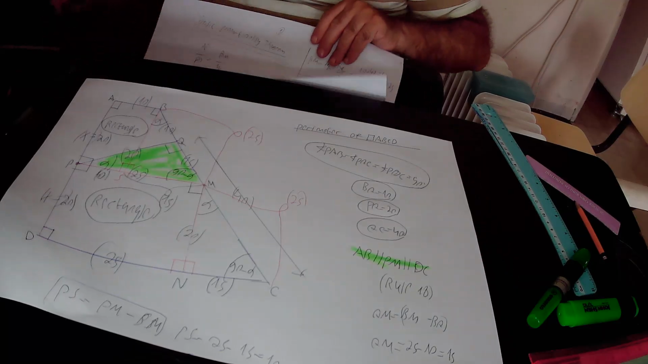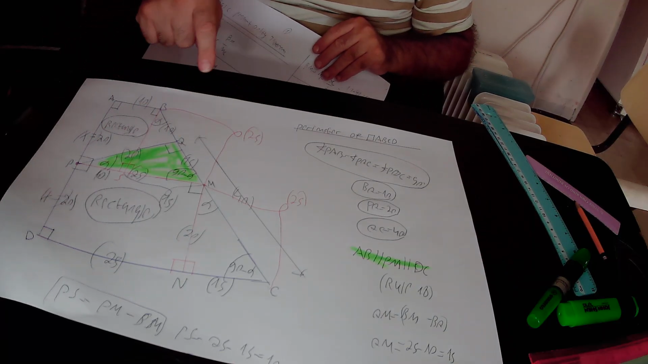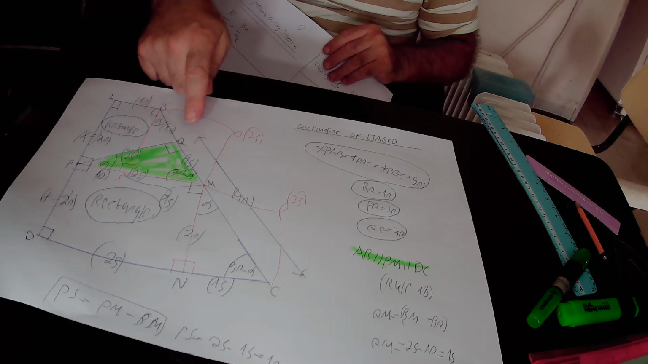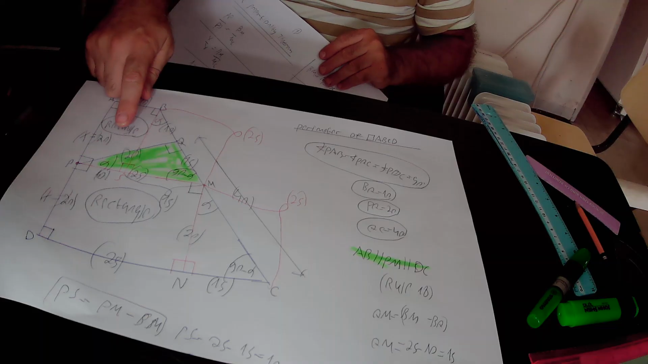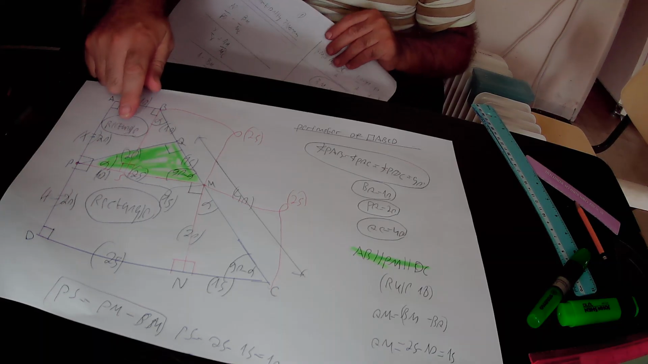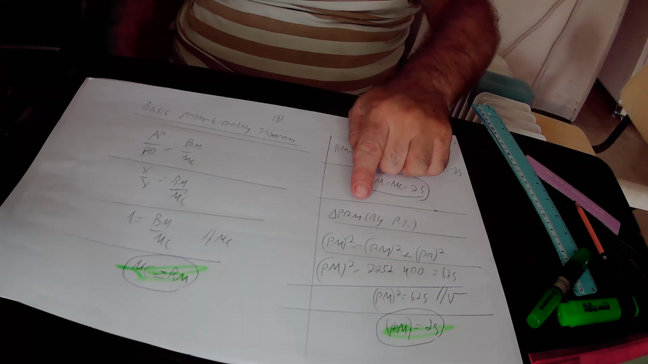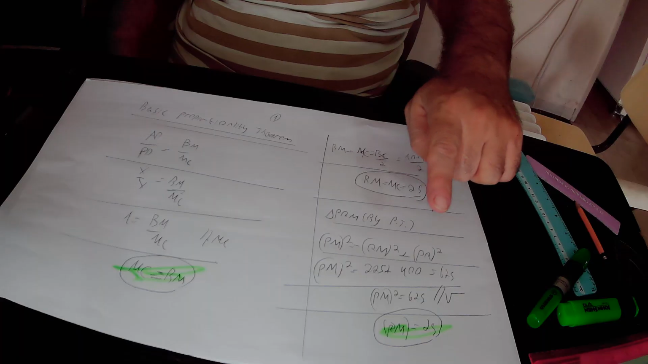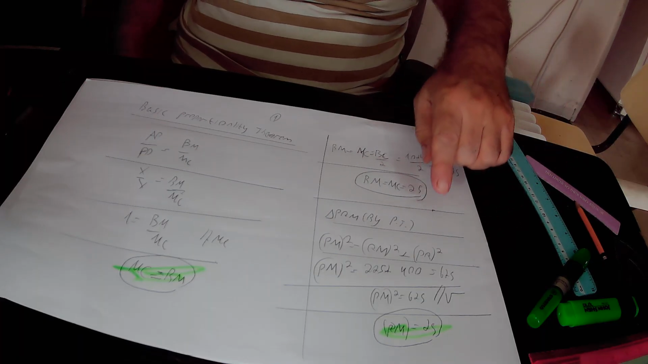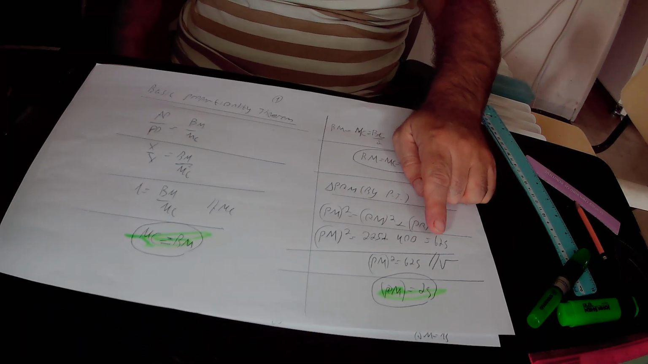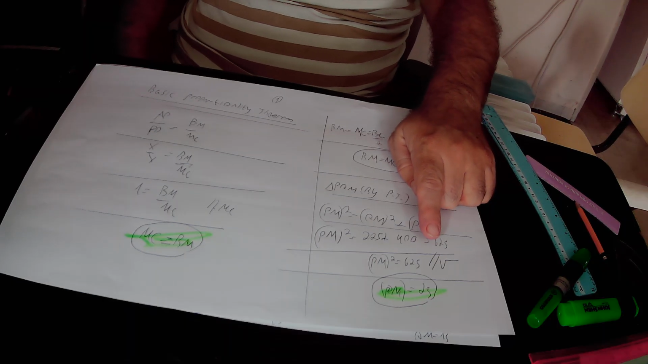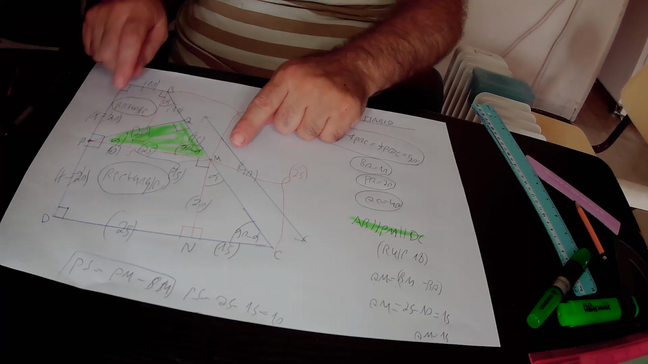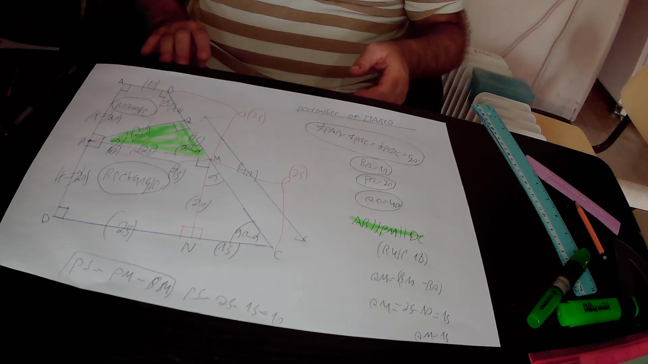So PM is the missing side, so PM squared equals QM squared plus PQ squared. QM is 15, therefore QM squared is 15 squared, that is 225. PQ is 20, therefore PQ squared is 20 squared, that is 400. So in total PM squared equals 225 plus 400, that is 625. Taking the square root, the missing hypotenuse PM equals the square root of 625, that is 25. This is the missing side PM that equals 25 units in length.